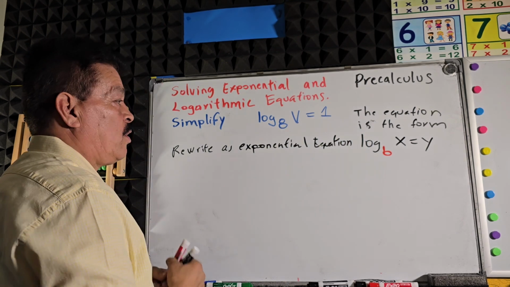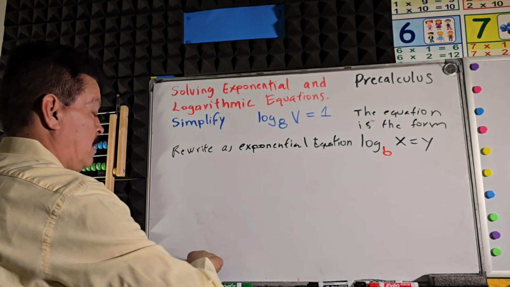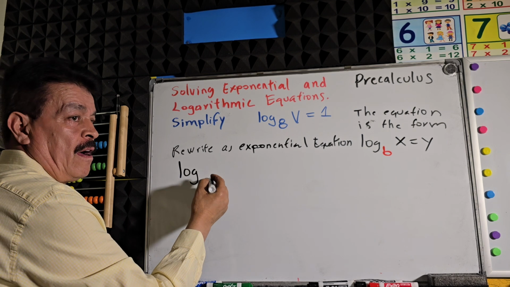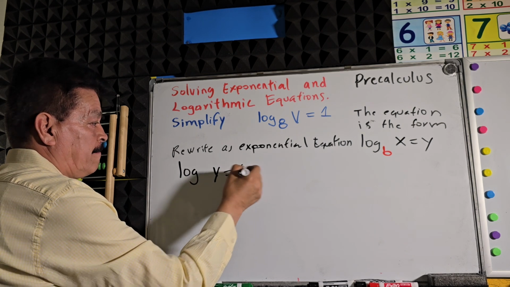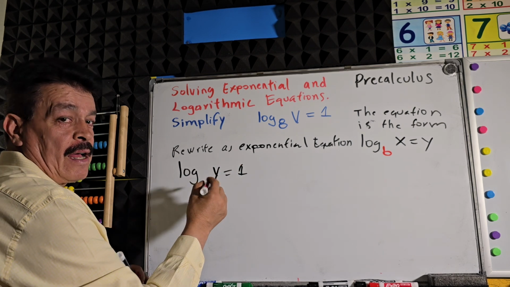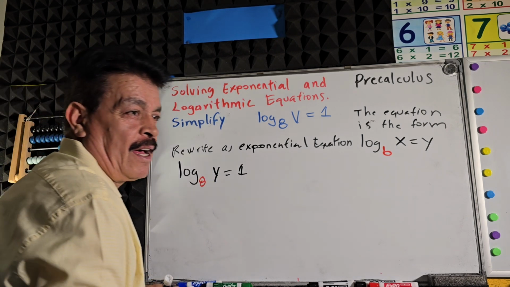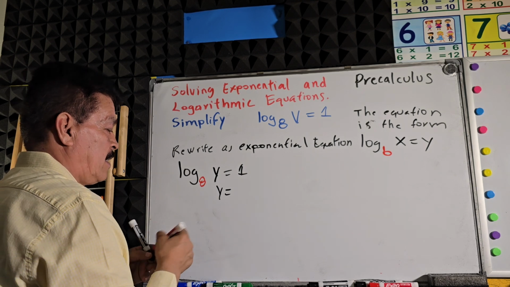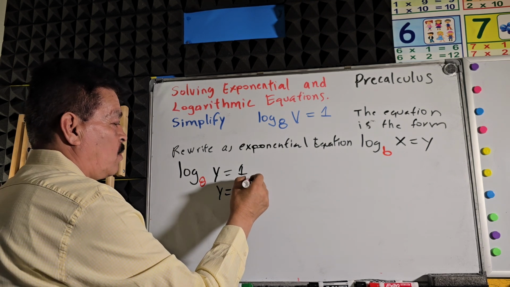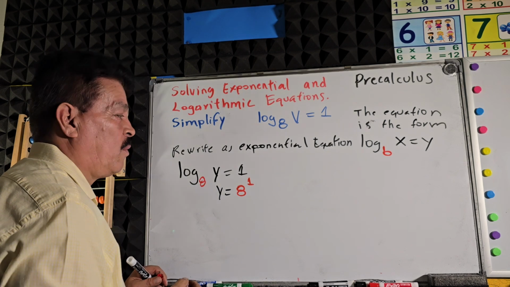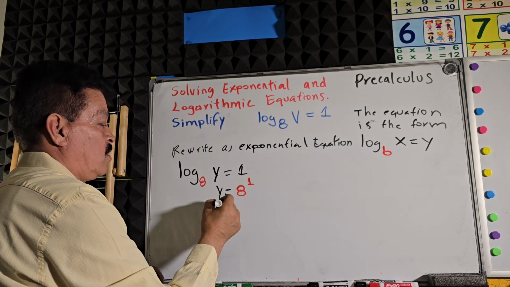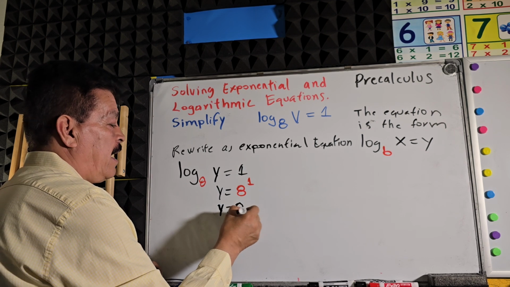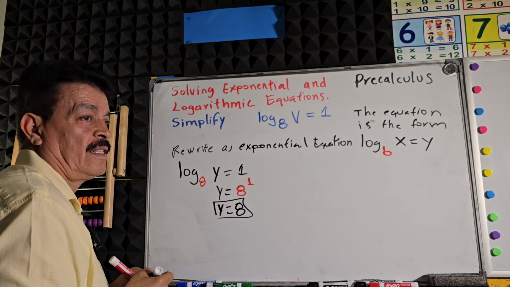If we do that, we will have log base 8 of y equals 1. Now just simplify. y will be equal to 8 to the 1 power, so it's a 1 exponent. So here y is equal to 8. This is our solution.